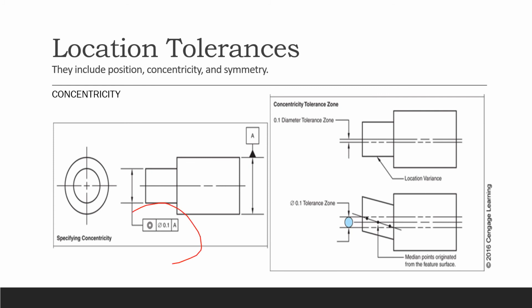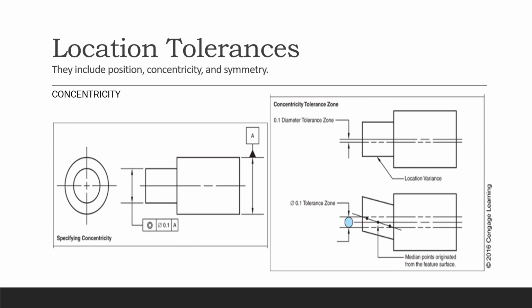Concentricity is another frame right here. You look at the symbol right there, and that's your concentricity. And here again, concentricity is everything. The diameter is 0.1, and that's your zone. Then we measure from this datum point. If you look at the concentricity tolerance zone in an exaggerated way, you're going to see that, and this is your tolerance zone, which is right here.